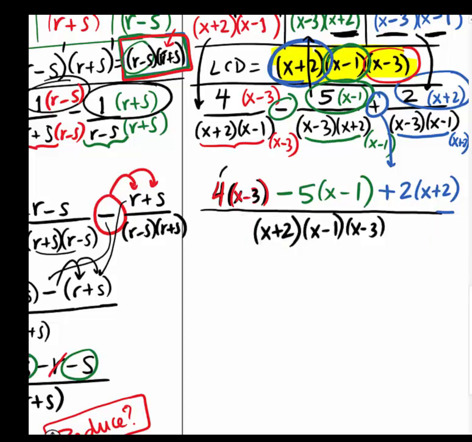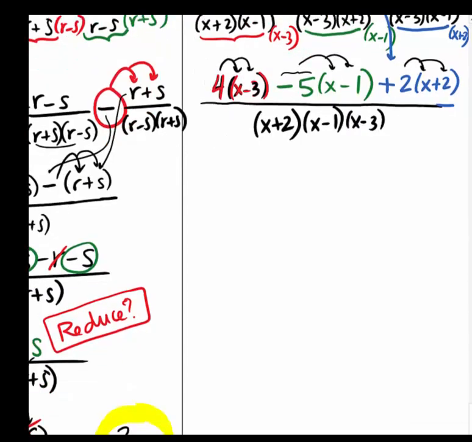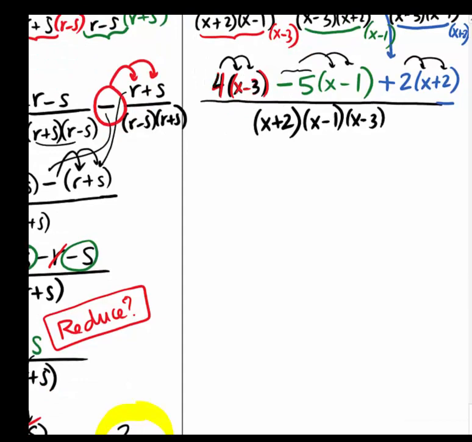I'm going to distribute this 4 in here, distribute this negative 5 in here, and distribute this 2 in here, being really careful. Because if you got this far without any mistakes, the hard part, then you don't want to make any mistakes from here, because this is the smooth sailing part.